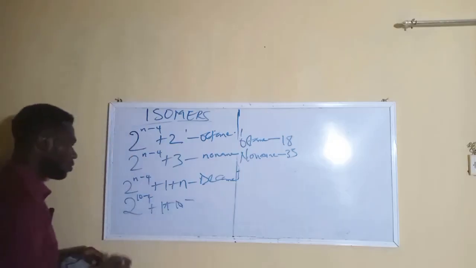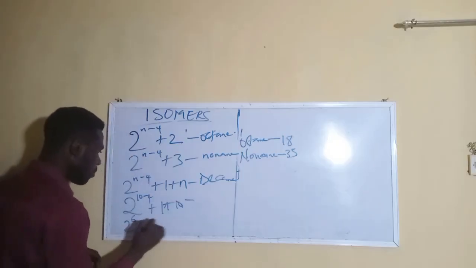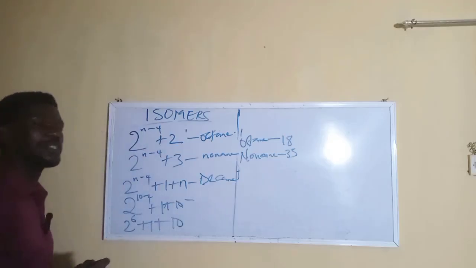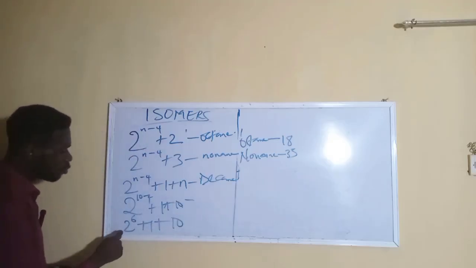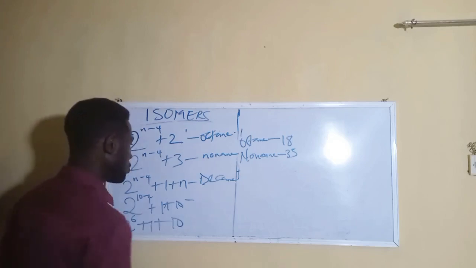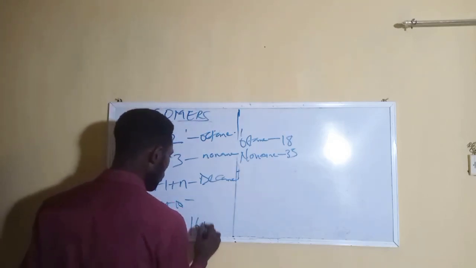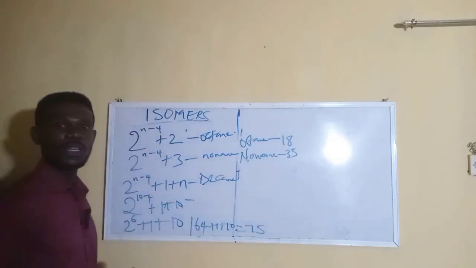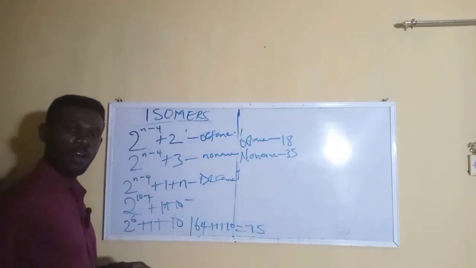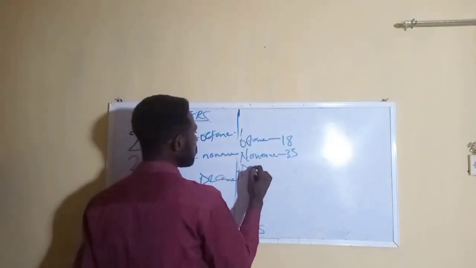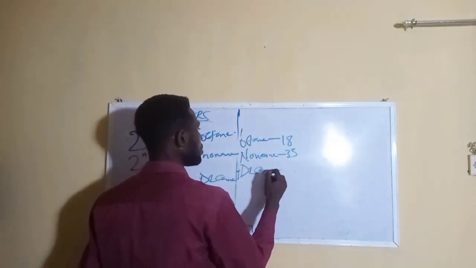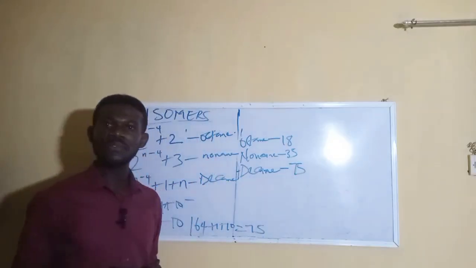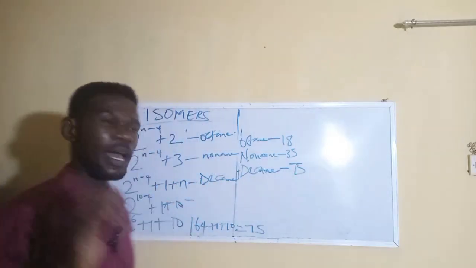10. So now, you have this as 2 raised to power 6 plus 1 plus 10. And if this is calculated, 2 raised to power 6 is actually 64. So you have this as 64 plus 1 plus 10, and in total you have it as 75. So that means the number of isomers you would find in decane with carbon number 10 is actually 75 isomers.